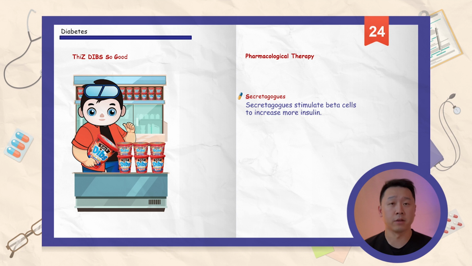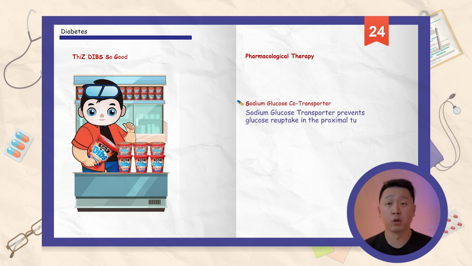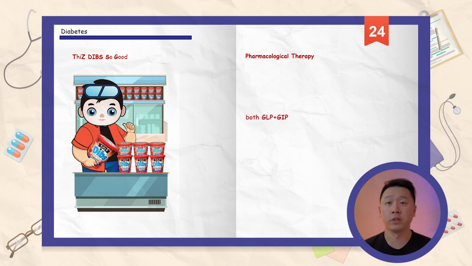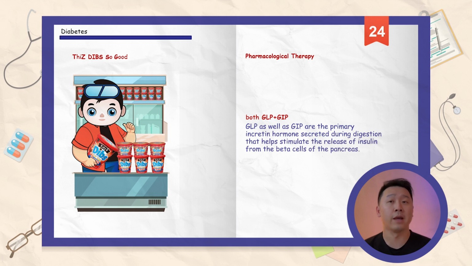Biguanides increase insulin sensitivity by acting on adipose, muscle, as well as the liver. Secretagogues stimulate beta cells to release more insulin. Sodium glucose cotransporter inhibitors prevent glucose reuptake in the proximal tubule. And finally, the GLP-1 agonist is an exogenous medication that is given, and GLP-1 has multiple mechanisms such as delayed gastric emptying, stimulation of insulin release from the beta cells, and a decrease in glucagon release. As of 2023, there is a new approved drug that is both a GLP-1 plus a GIP. GLP-1 as well as GIP are primary incretin hormones during digestion that help stimulate the release of insulin from beta cells of the pancreas.